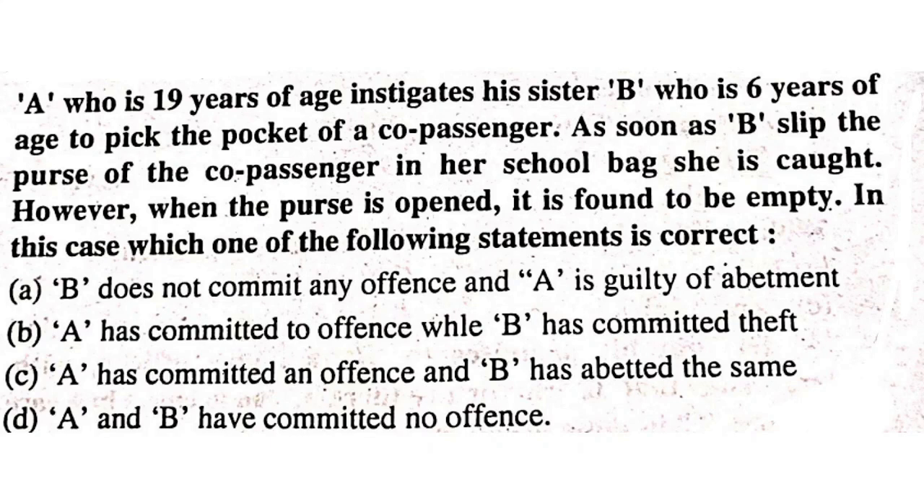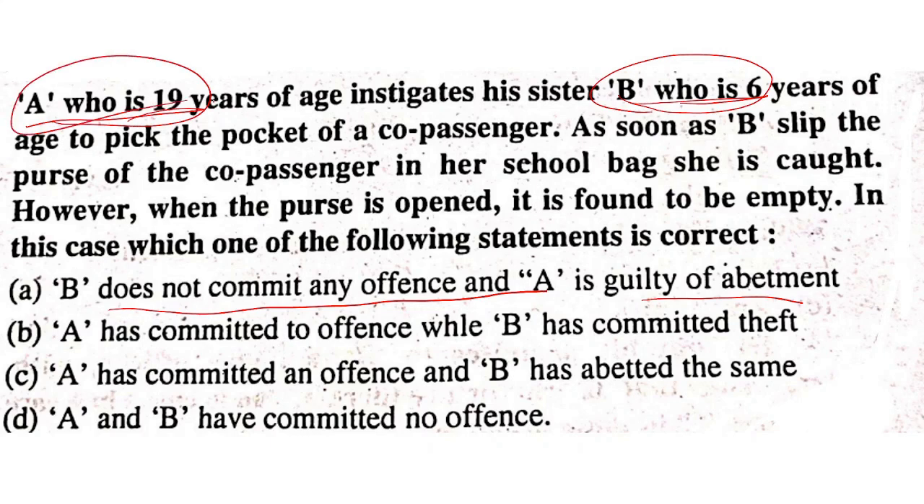A, who is 19 years of age, instigates his sister B, who is 6 years of age, to pick the pocket of a co-passenger. As soon as B slips the purse of the co-passenger in her school bag, she is caught. However, when the purse is opened, it is found to be empty. In this case, which one of the following statements is correct? B does not commit any offense. B is 6 years old and A is 19 years old. B does not commit any offense because B is below 7 years of age. A child below 7 years of age cannot commit any crime. A is guilty of abetment. This is correct. B does not commit any offense, but A is guilty of abetment. This is the correct answer.